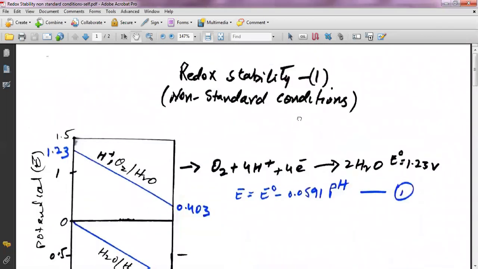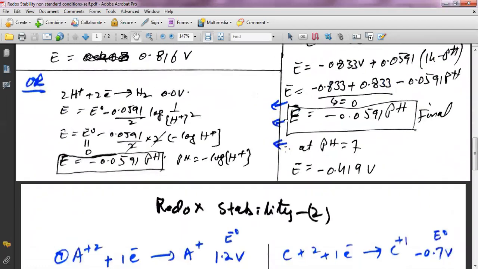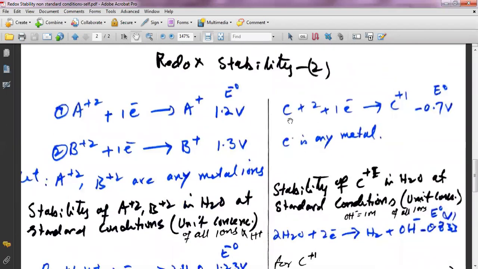So, let's start the lecture. This I have already discussed in the previous lecture. So, moving to the second lecture. Based on the previous lecture, now you can apply that knowledge to check the stability of the redox species, either the oxidizing or the reducing.